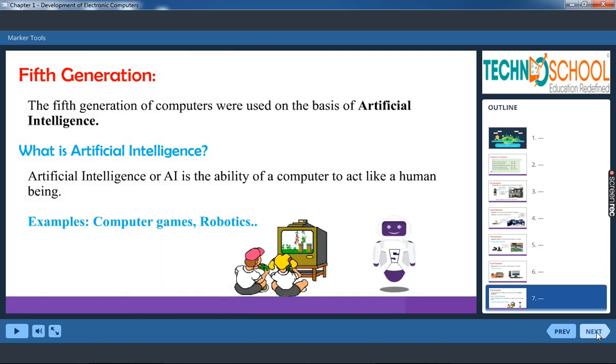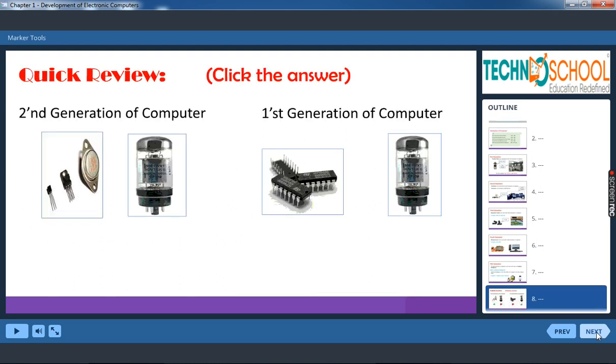Next, fifth generation of computers were used on the basis of artificial intelligence. What is artificial intelligence? Which in short we call AI, is the ability of a computer to act like a human. A computer can act like a human being. Okay, see here, your computer games, robotics, all these are examples of artificial intelligence. Got it, children?